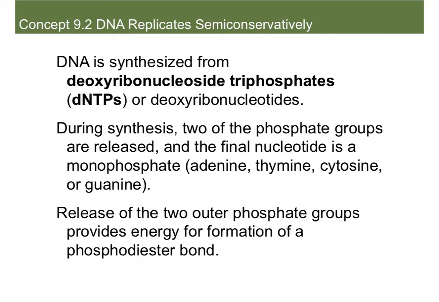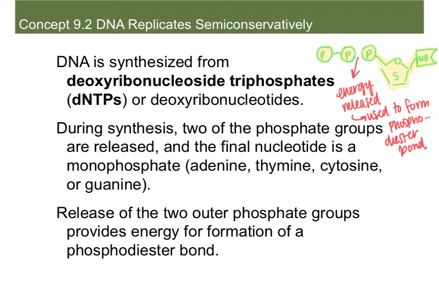Now, as we're building the DNA strand, it's synthesized from these deoxyribonucleoside triphosphates, or deoxyribonucleotides. These are basically the nucleotides with 3 phosphate groups. So during synthesis, 2 of those phosphate groups are released, and the final nucleotide is a monophosphate. So these are the adenine, thymine, cytosine, and guanine nucleotides that you're used to seeing, with the 1 phosphate group, the 5-carbon sugar, and the nitrogenous base. When we release those 2 outer phosphate groups, that's what provides the energy to form the phosphodiester bond.